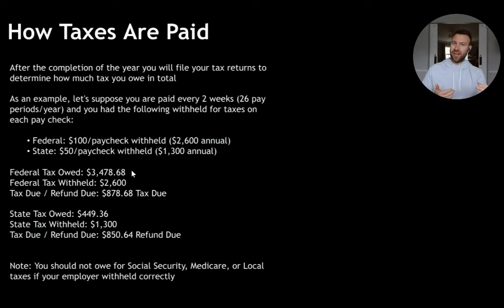How you fill out that W-4 or state-specific form is really what determines that. So you want to pay attention, read the instructions, and fill out that form accordingly. Check with a CPA or your employer if you have questions, and hopefully they can help guide you as well. And one final note, you can see at the bottom here, you should not owe for Social Security, Medicare, or local taxes. As long as your employer is withholding correctly, you should be good.